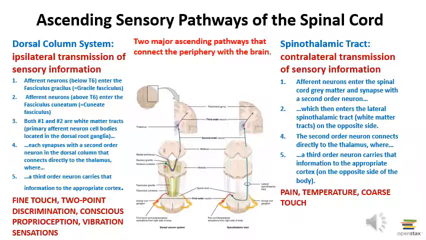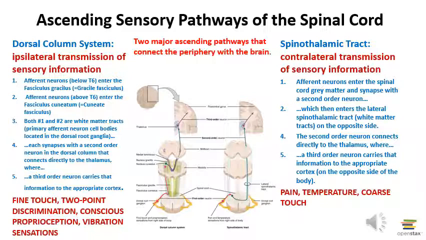There's two ways this happens. One's called the dorsal column system, which is going to involve ipsilateral transmission of sensory information. In other words, if it comes in on the right side of the body, it's going to stay on the right-hand side of the spinal cord. It's going to go all the way up, and it might wind up in the right side of the brain. So this dorsal column system is going to be featured on the left side of our slide.